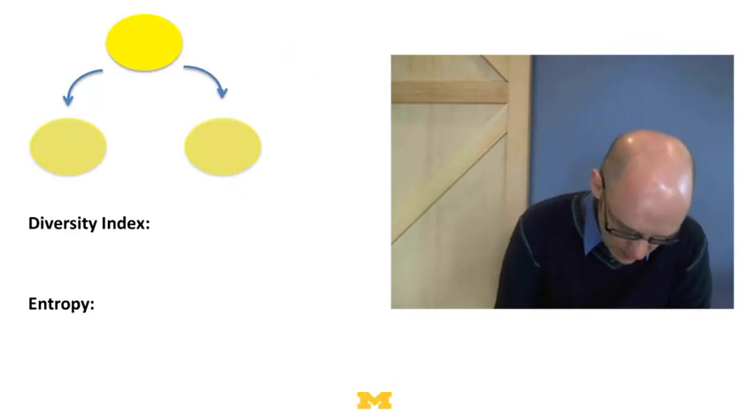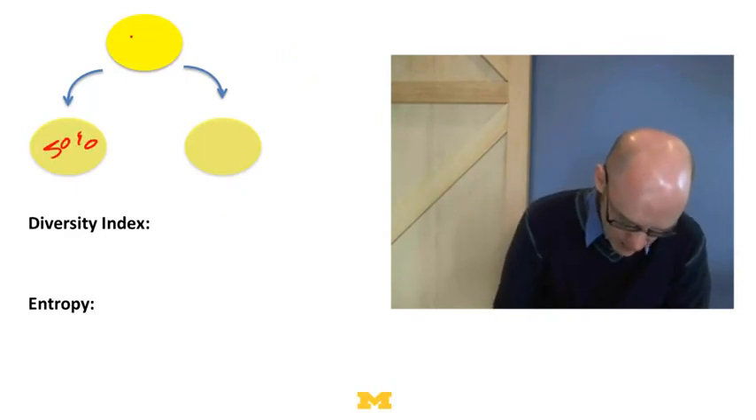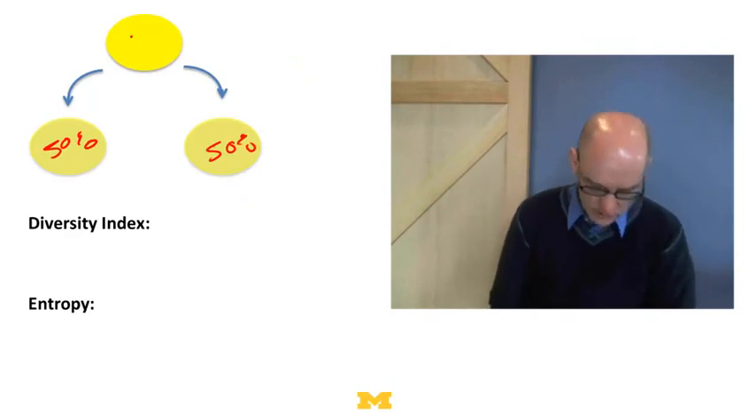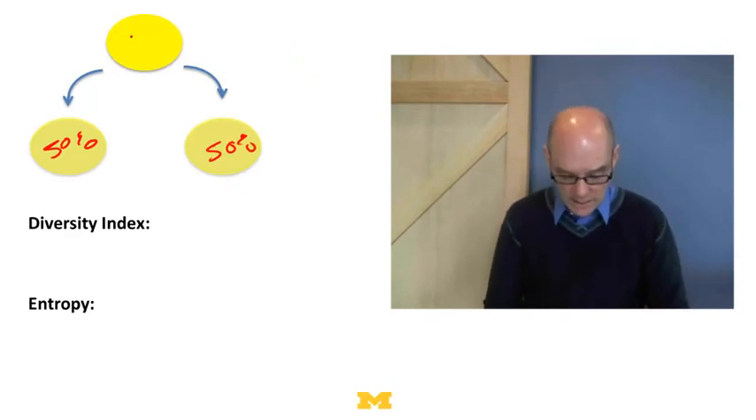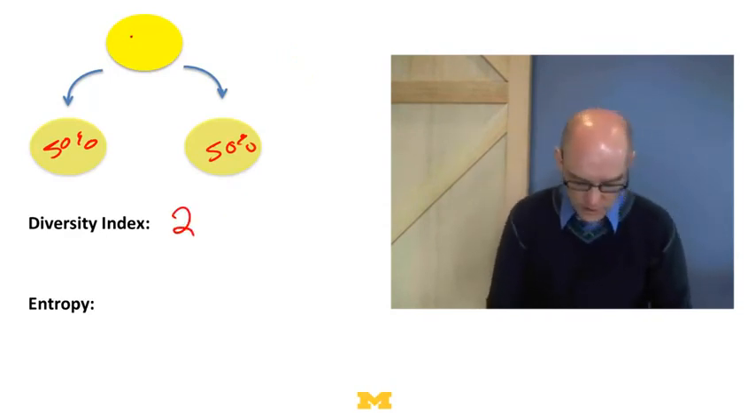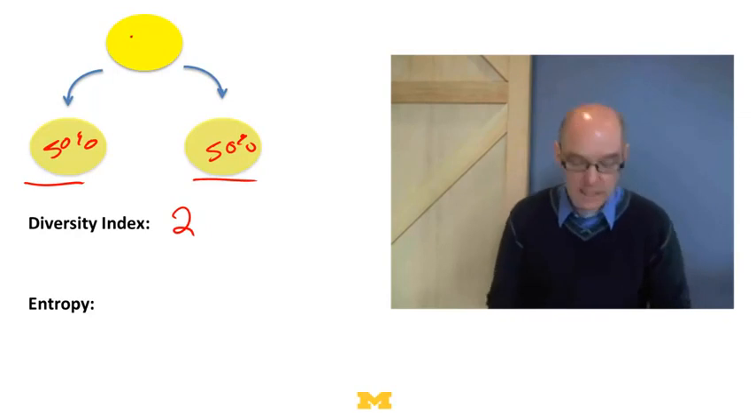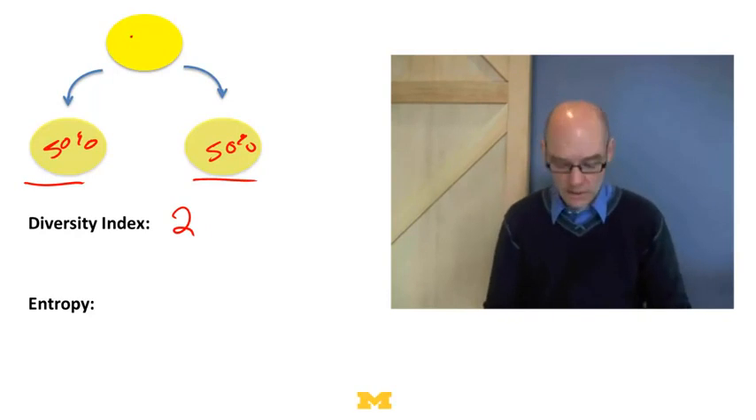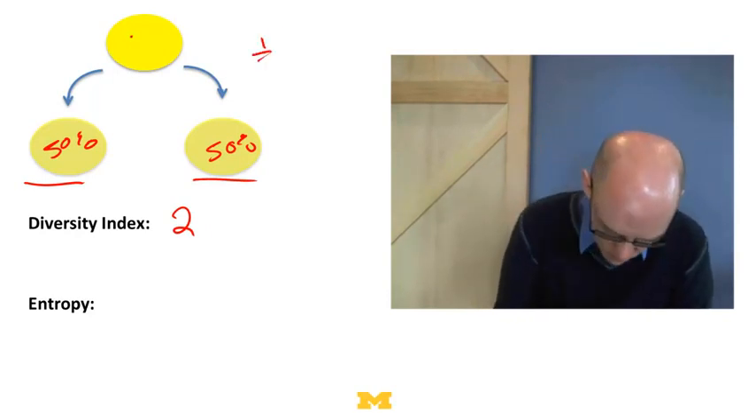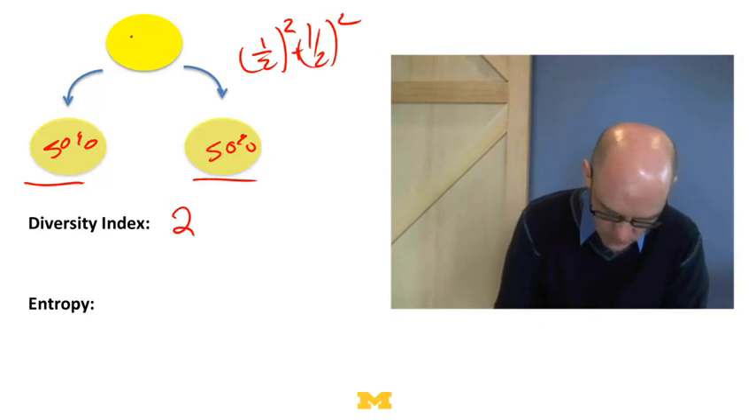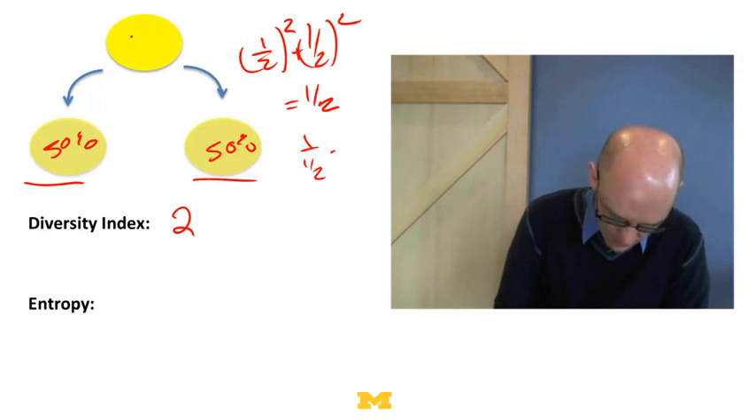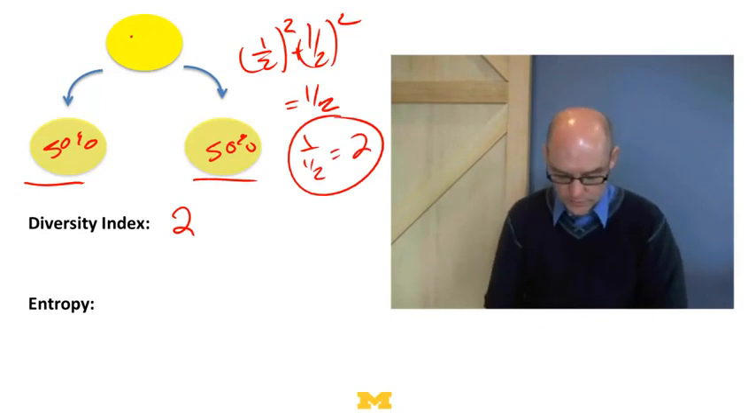Remember we had initially, it was sitting up here, and there was a 50% chance it goes here, and a 50% chance it goes here. So the diversity index in this case would be 2, right? Because there's 2 outcomes, and each one is equally likely. And so if we did our formula, we'd just get 1/2 squared plus 1/2 squared, which is a fourth plus a fourth, which is equal to 1/2. And then we take 1 over 1/2, and that gives us the diversity index of 2.